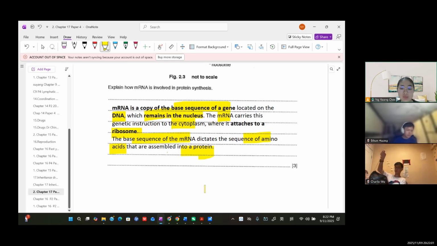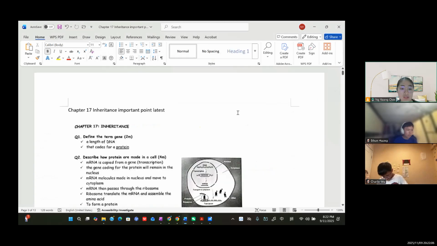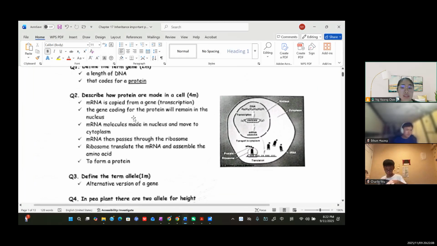Okay, so actually this process is also written in this answer. You can refer to here. See? Describe how proteins are made in the cell. Either they will give you 3 marks or 4 marks. So I think this answer is better. The mRNA is copied from the gene. You should write about this one.